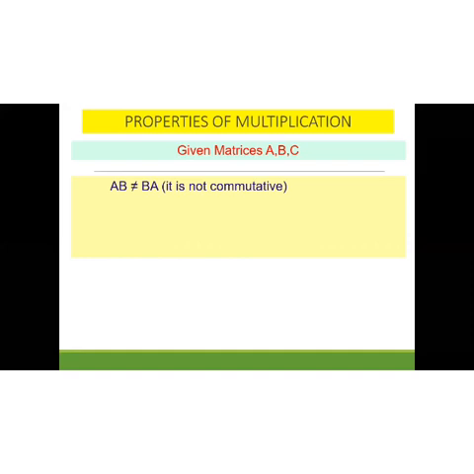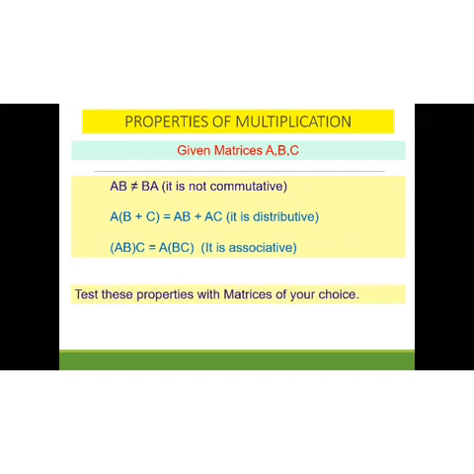So multiplication for matrices is not commutative. Also, we have A(B + C) = AB + AC. That means multiplication distributes over addition, so it is distributive. Now (AB)C equals A(BC), so it's associative. It's also associative.